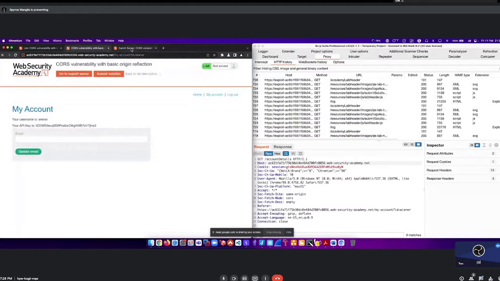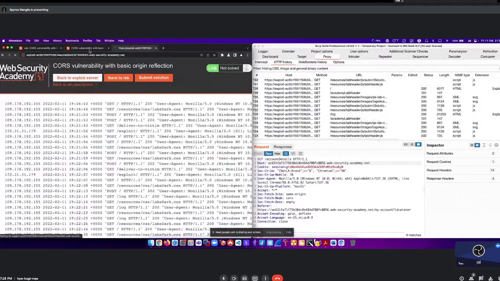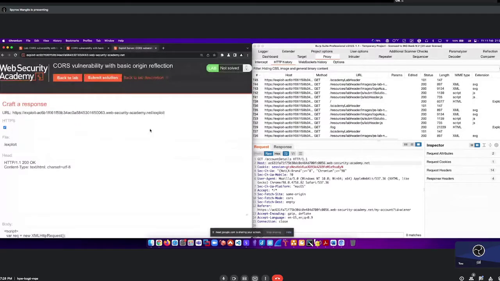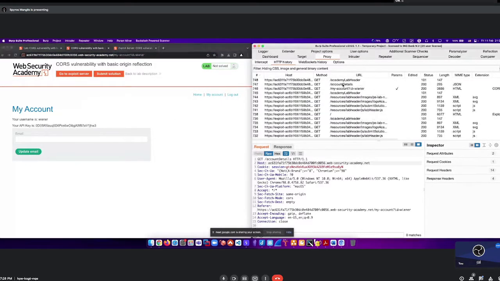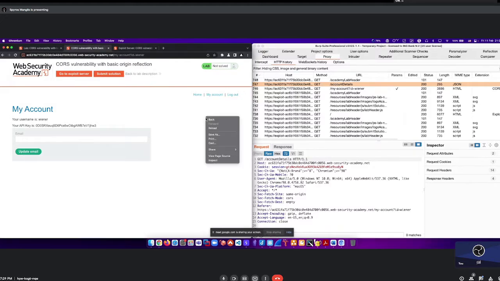So what's the URL you're copying from? Is it that referral URL? It's actually this endpoint. Right, yes. Do you not need to add my account ID equals admin, or whatever the user was that you were trying to steal? No, because it's actually coming from the account details endpoint. If you see it here, it's this endpoint.